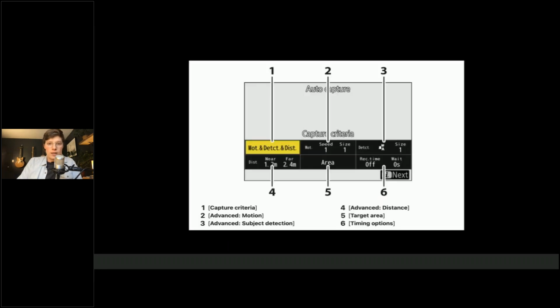So from the photo shooting menu, again, you have to do the software update. Your camera's not going to come with this from the factory. You're going to open auto capture. You're just going to go into start and get this thing going. From there, your screen is going to look something like this.